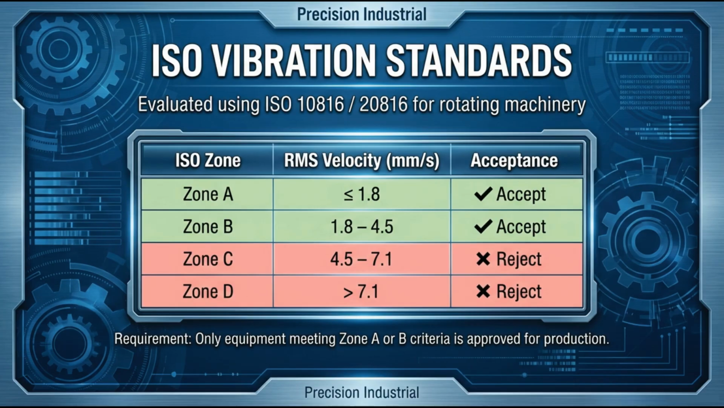Spindle vibration is evaluated using ISO 10816-20816 standards. Only equipment that meets Zone A or Zone B criteria, with RMS velocities up to 4.5 millimeters per second, is approved for production.